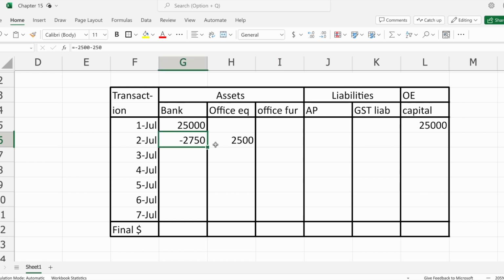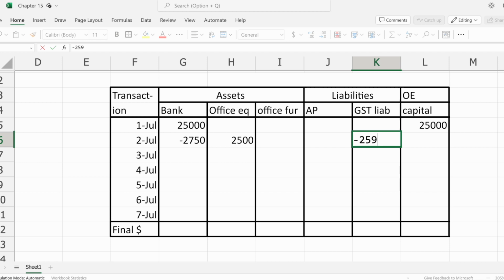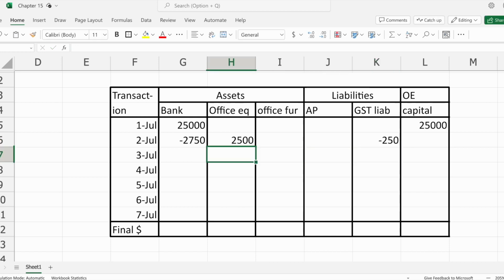So now on the right hand side, when you add these, you get negative 250. That means the right hand side should end up at negative 250 as well, and that remaining money is in the form of GST liability. My bad, so negative 250 on the right side as well. So that's cancelled, and I've done the first two transactions.